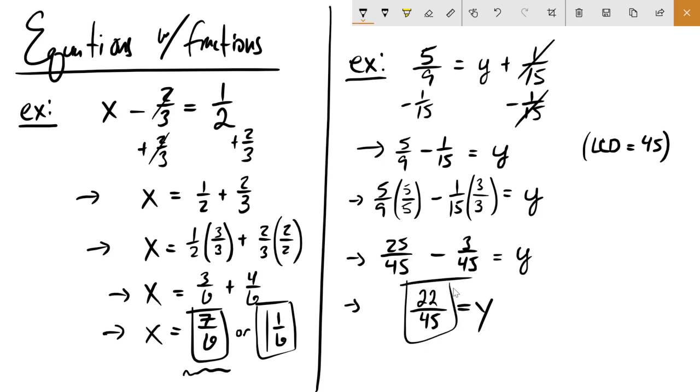How do you know it's not reducible? Because what's 22 divisible by? 2 and 11, that's it. And then 45 is only like 5s and 9s and 3s. So there's no common factors in between those two numbers. So we're done. And it's a proper fraction because the number on top is smaller. So we don't have to do anything at all there. What do you think about that? Seems okay? Okay.